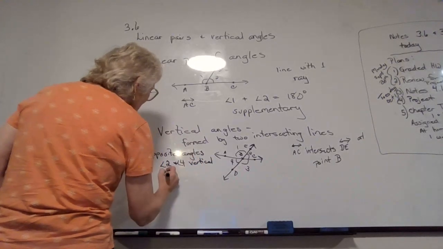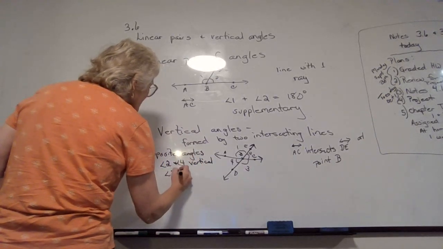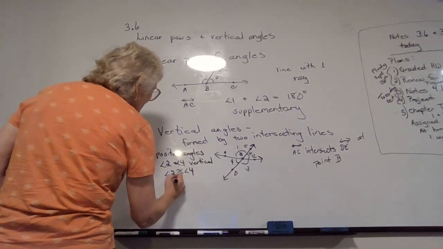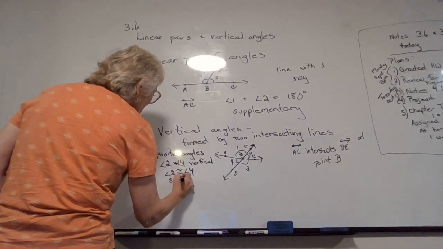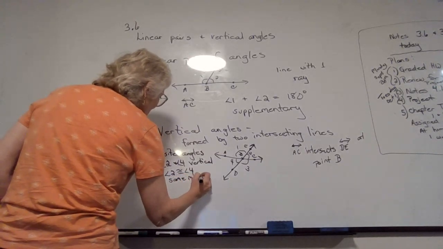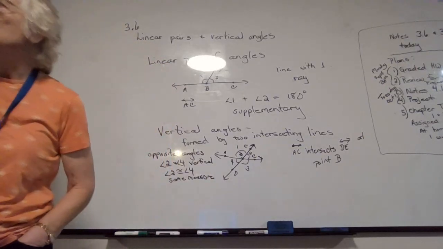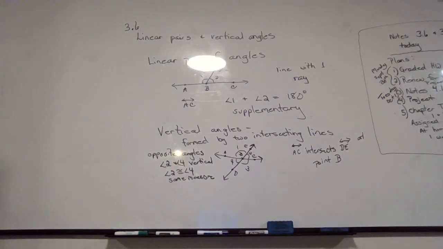Because they're vertical, then angle 2 is congruent to angle 4. That means they have the same measure. Okay, that's what that really tells us. Now, there's another pair. What are the other pair?